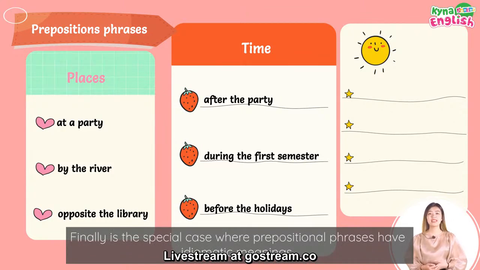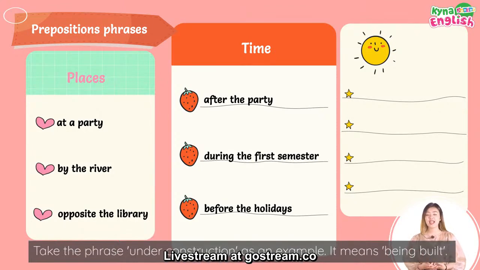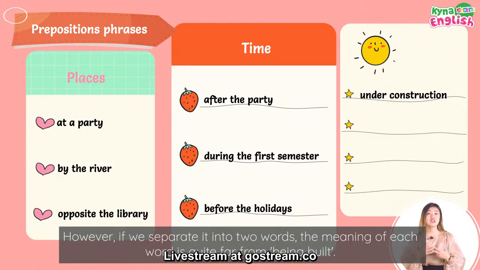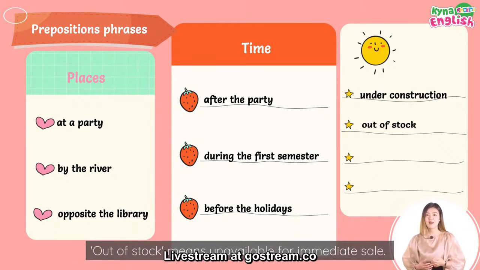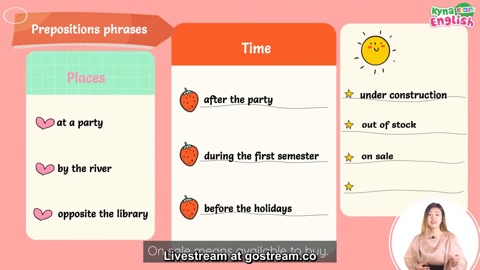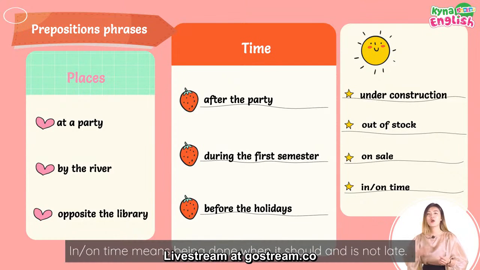Finally, is a special case where prepositional phrases have idiomatic meanings. Take the phrase under construction as an example. It means being built. However, if we separate it into two words, the meaning of each word is quite far from being built. Let's take a look at some special prepositional phrases. Out of stock means unavailable for immediate sale. On sale means available to buy. In or on time means being done when it should and is not late.